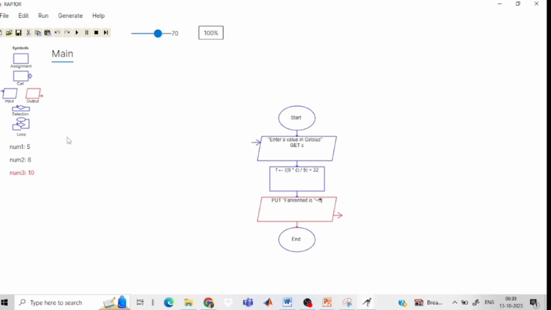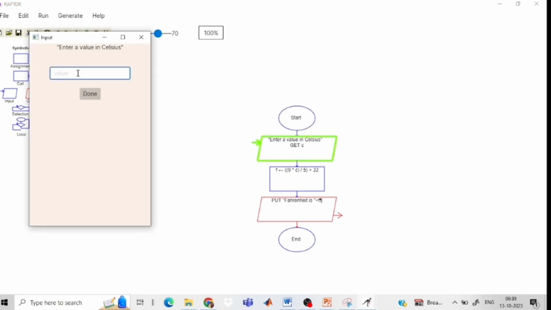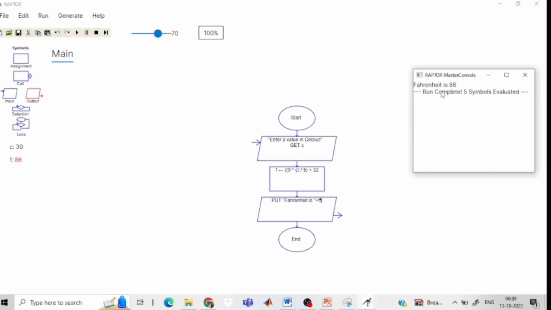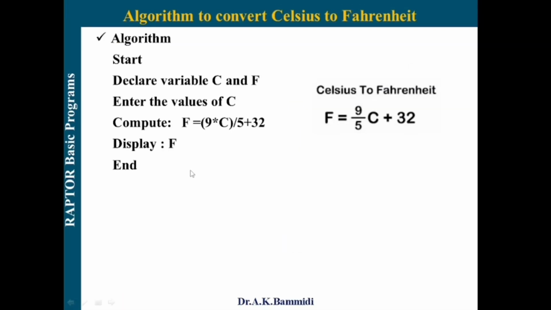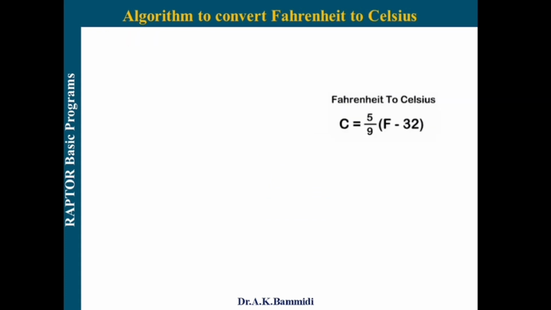Done. Now I will execute this program. So here I am giving 30, and the equivalent Fahrenheit is 86. Like this it is executed. Right? Now we have completed Celsius to Fahrenheit. So Fahrenheit to Celsius now. The formula for Fahrenheit to Celsius is C is equal to 5 by 9 into F minus 32.